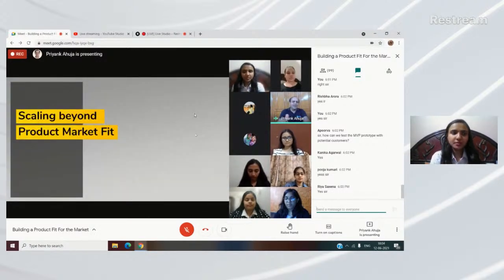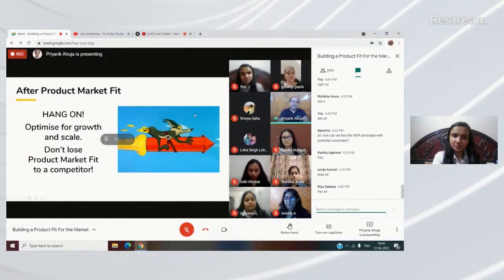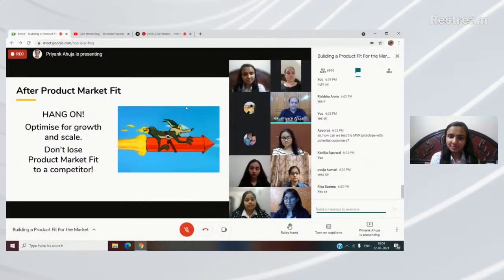Now the last is scaling beyond product market fit. What is beyond your product market fit? You should not say that I have achieved stage 2, now I can go ahead, but make sure you don't lose your product market fit to a competitor. If it is given to the competitor, then you will lose the battle. Don't share your idea with your competitor also. This is very, very important.